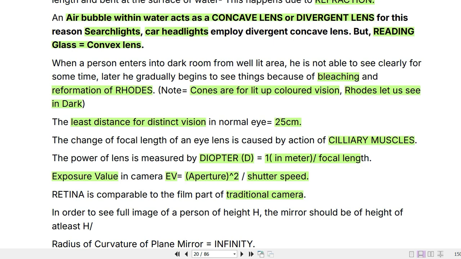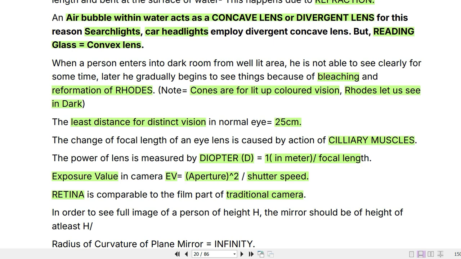And in case of modern cameras, it is the sensor on which everything falls upon and then imprints there, and it is recorded there. So in terms of modern cameras, it's the sensor which behaves like a retina, and in case of traditional cameras, it's the film which behaves like a retina.